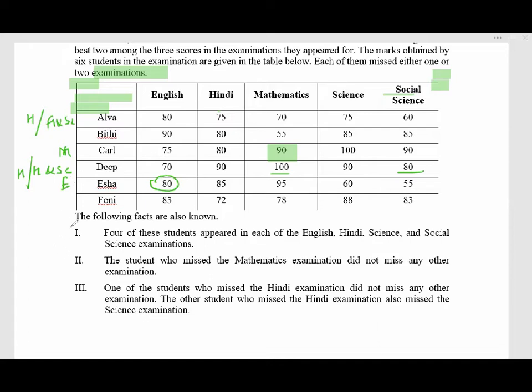What about phony? Phony, I can see 2 marks equal, 83 and 83. And their average of these 2 marks. So one possibility of phony missed only in English, average of this 83. Phony missed only social. Phony missed English and social. Possible?